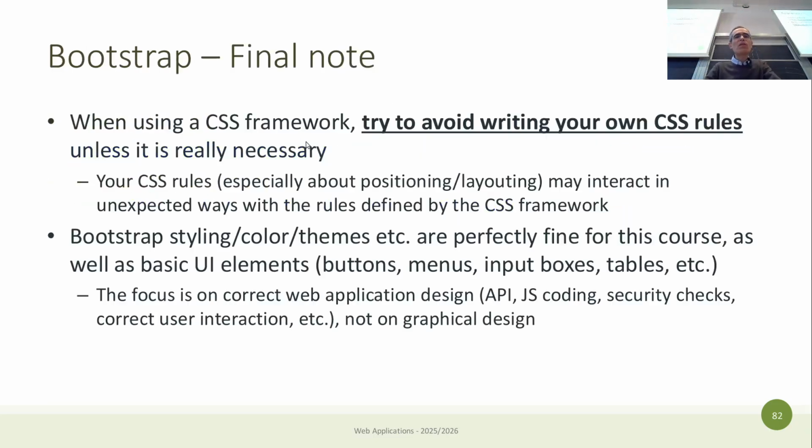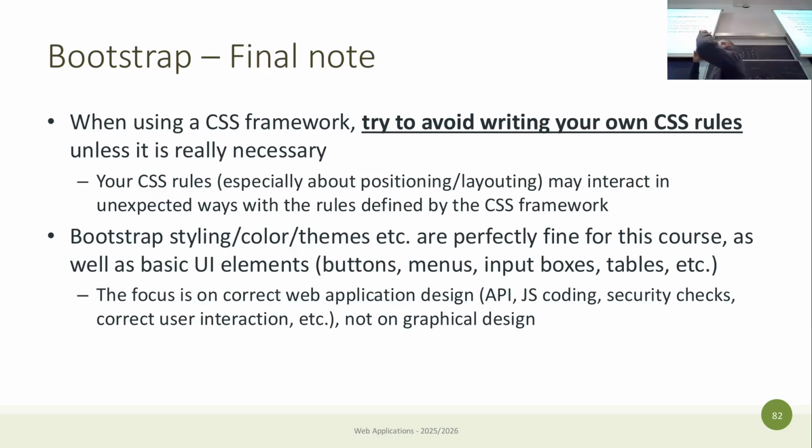Okay, so in short, final note. When using a CSS framework like Bootstrap, try to avoid writing your own CSS rules as much as possible. Of course, I'm going to ask you, I want a text to be green, but not so green, a little bit more towards yellow. Okay, you need to define your own color. Write your own rule somewhere in a CSS. It's fine. There is the cascading style sheet system. So your rule has priority over the Bootstrap one.